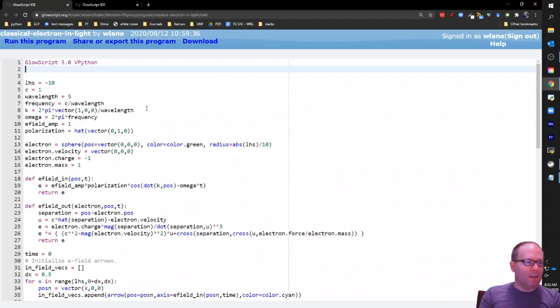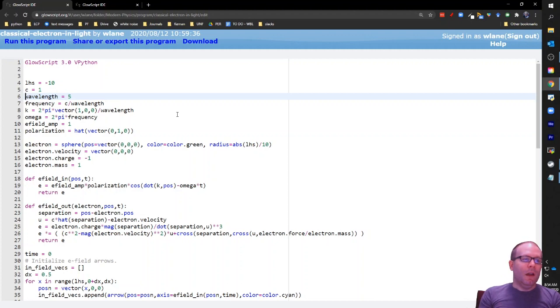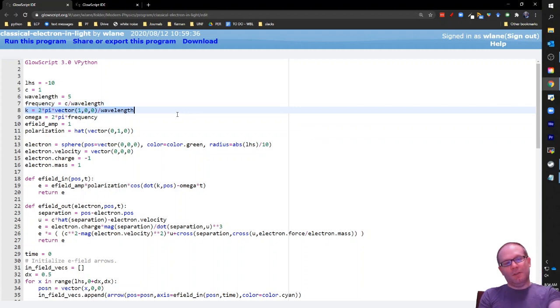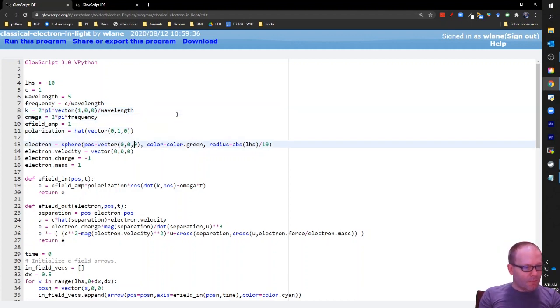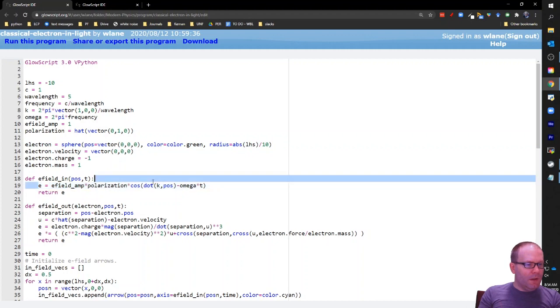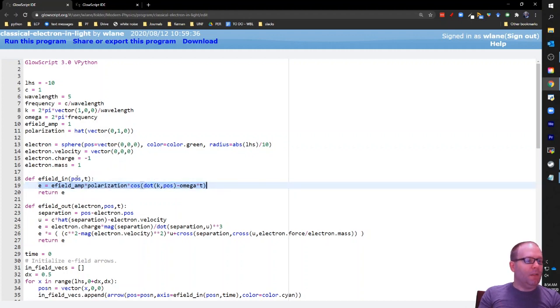The way we're doing this, there's a lot of setup to this code to create the visualization, but basically we're setting up the wavelength of the incoming light. We're then setting up its wave vector to point to the right. We create our electron. The electron's going to be located at the center of the screen initially. We give it a velocity, a charge, a mass. Then here what we're doing is we're calculating the electric field coming in. This is going to be a function of time.